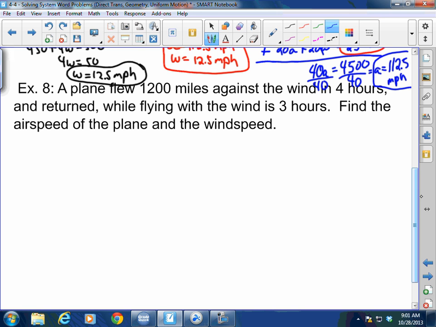A plane flew 1,200 miles against the wind in 4 hours and returned while flying with the wind, not is, but in 3 hours. Find the airspeed of the plane and the wind speed. All right, cool beans.